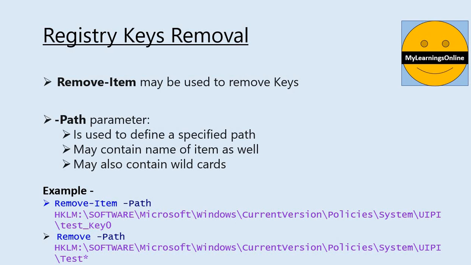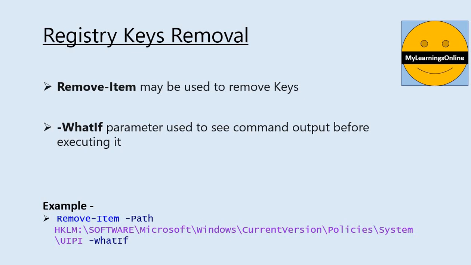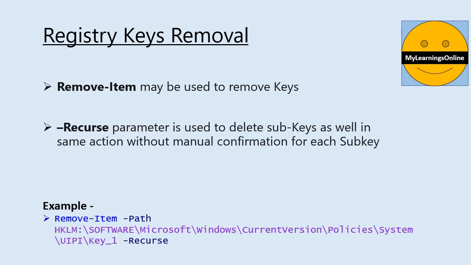What if parameter is used to know the output of a command in advance without running the command actually. This parameter is very helpful when we are performing some critical action like some deletion or modification. In example, we are using what if parameter.